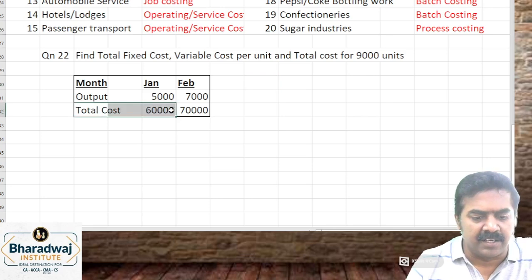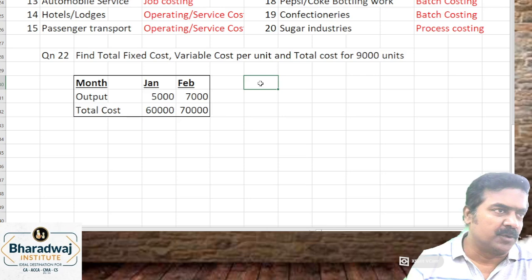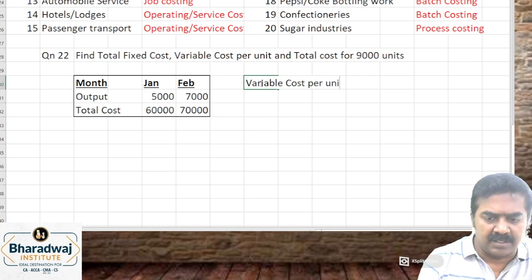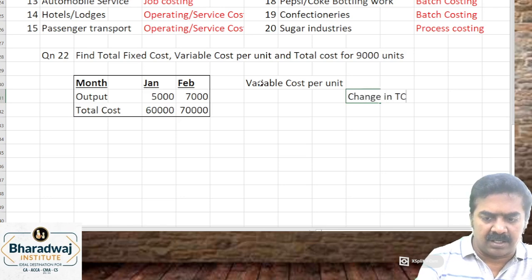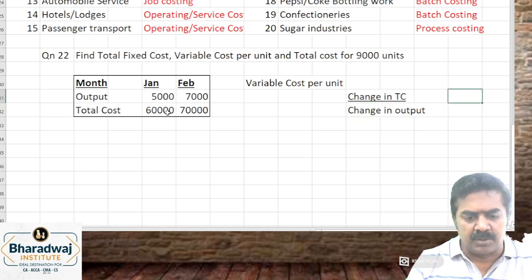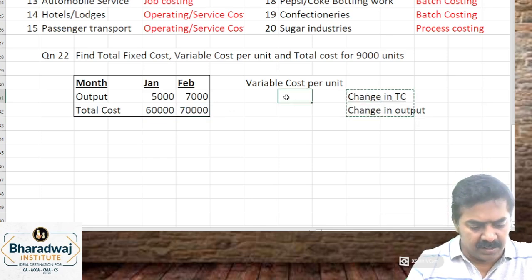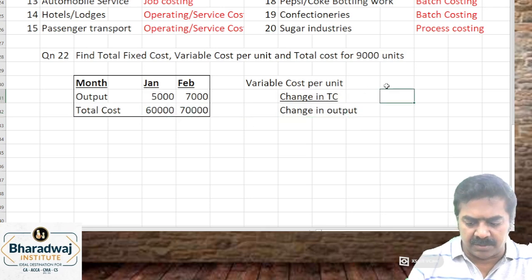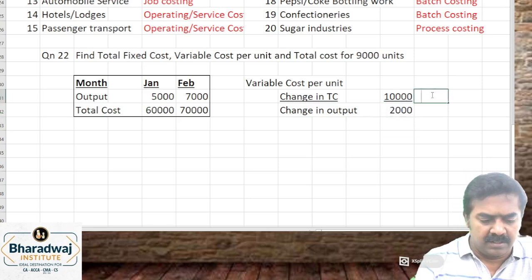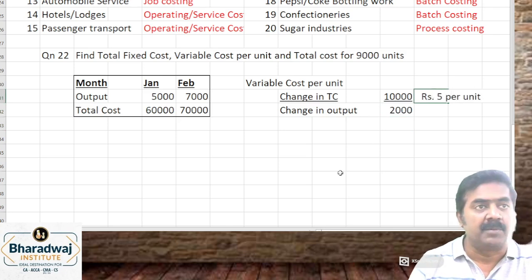How much has the cost changed? 10,000. Output changed by 2,000. Whatever changes with output, we call it variable cost. Variable cost per unit is nothing but change in total cost divided by change in output. The change in total cost, 60,000 to 70,000, is 10,000, divided by the change in output, 2,000. So the variable cost is rupees 5 per unit.